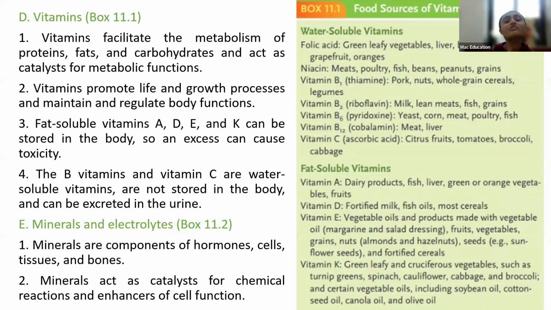You have to remember the sources of each vitamin. You can be asked in the examination. Mainly, you have to remember these sources. Let me tell you, just try to remember folic acid, vitamin B12, vitamin C, vitamin D, vitamin K. These are so important. These are so essential.